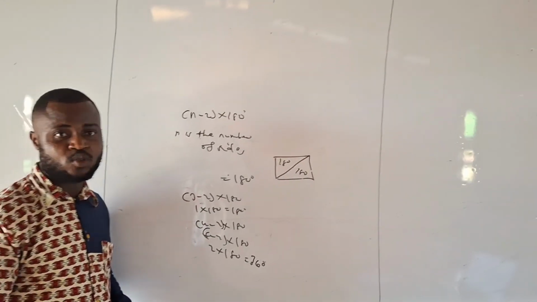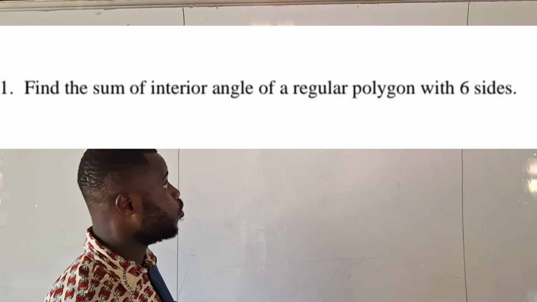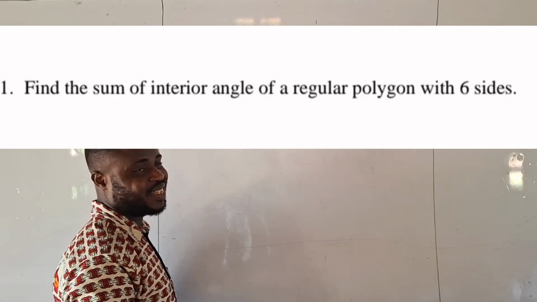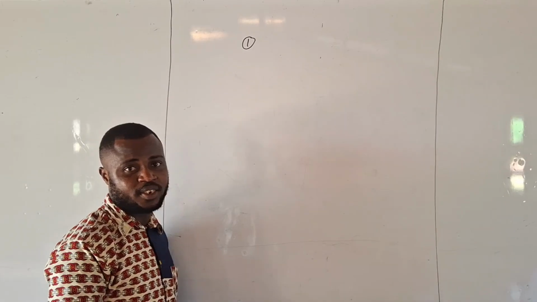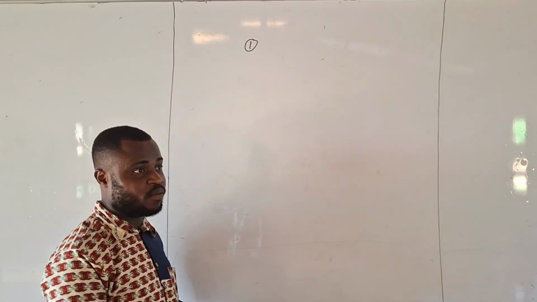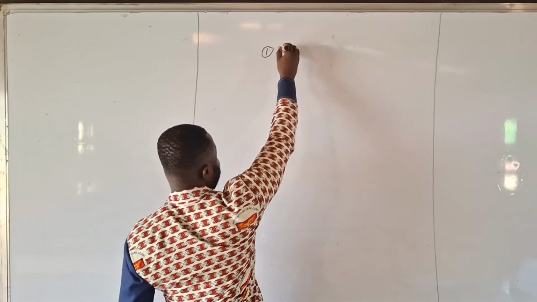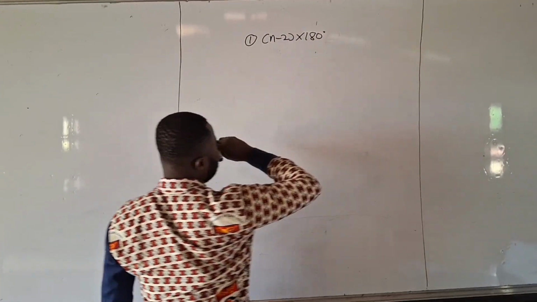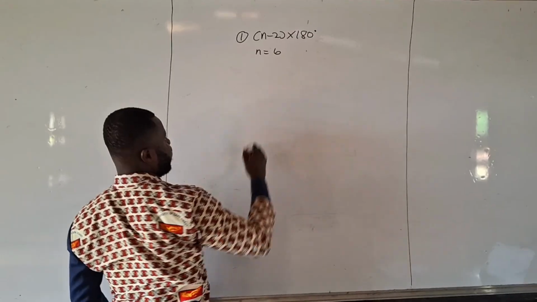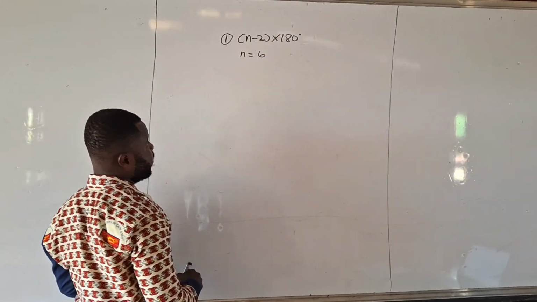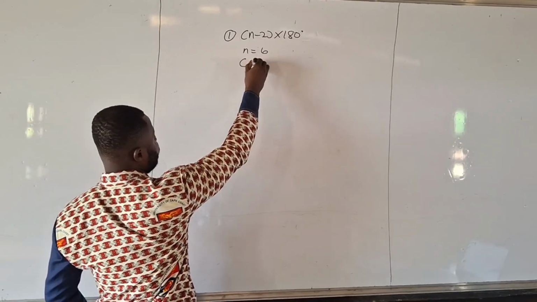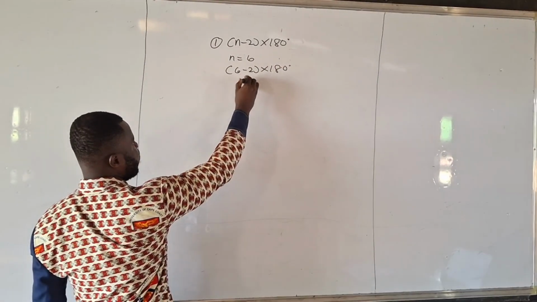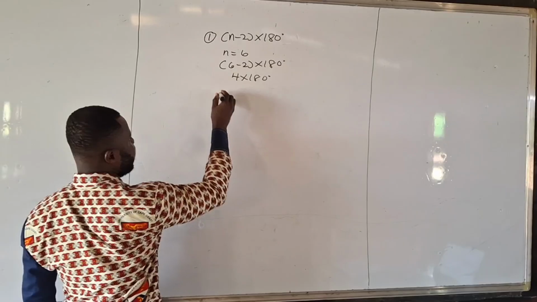So we are going to take our first question on the polygon. The question is posted on the screen. It says find the sum of the interior angles of a regular polygon with 6 sides. So we have n minus 2 times 180, and here n is 6. So we have 6 minus 2 times 180 degrees. This will give us 4 times 180 degrees.